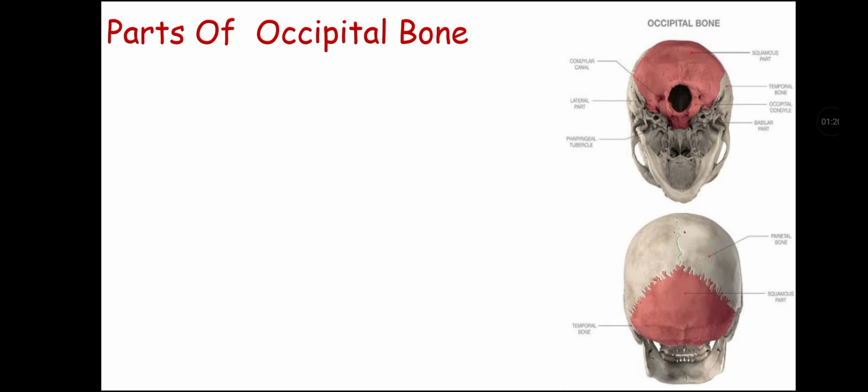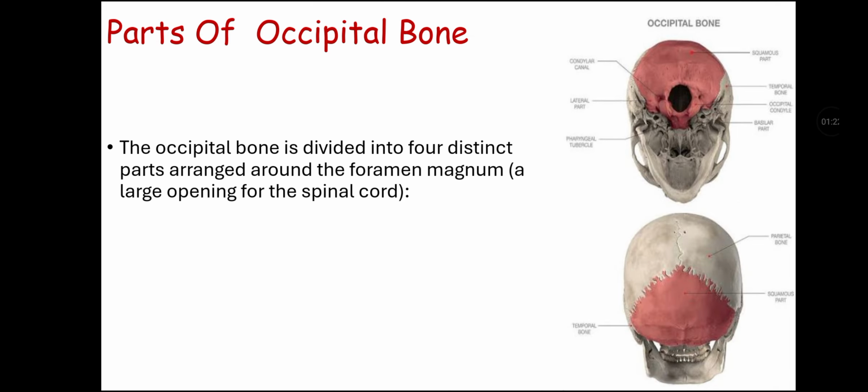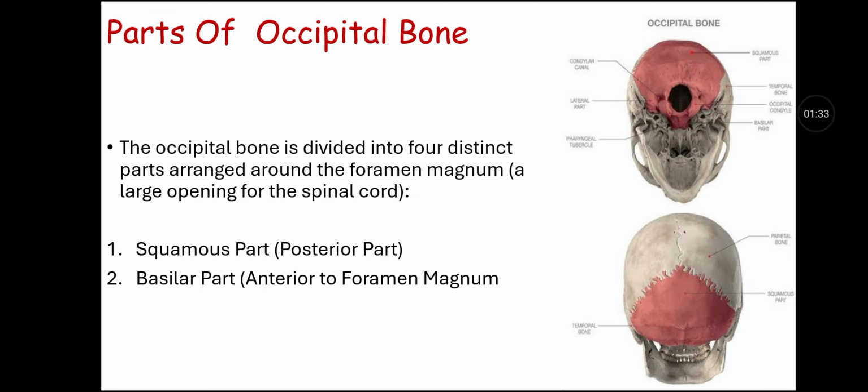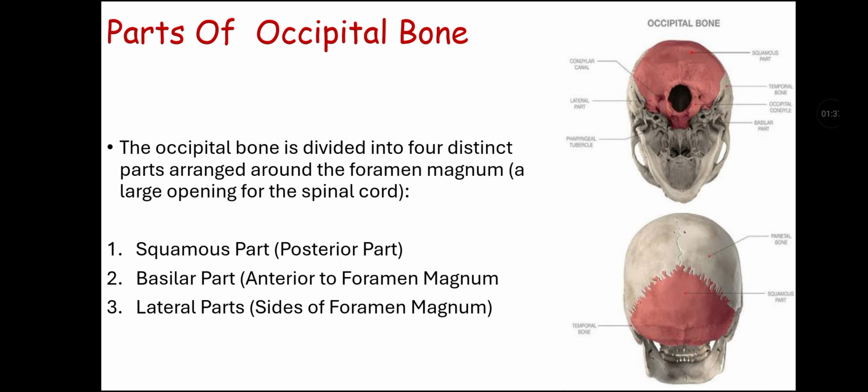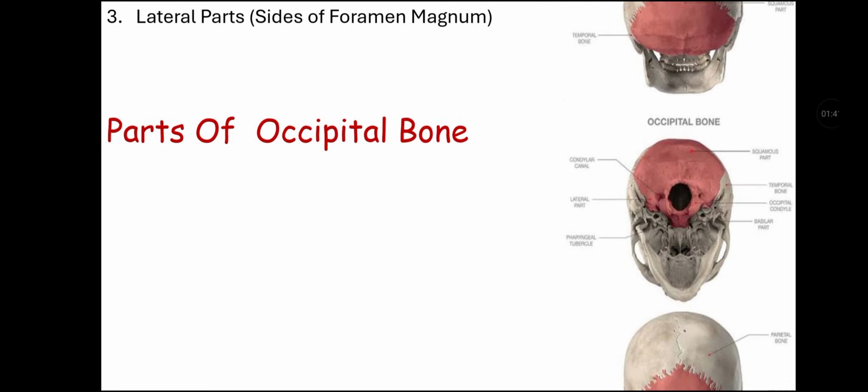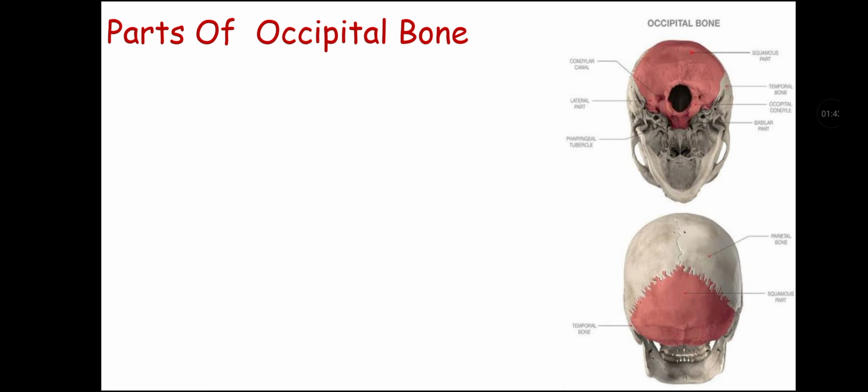Next, we will talk about parts of occipital bone. Occipital bone is divided into four distinct parts arranged around the foramen magnum, that is a large opening for the spinal cord. First part is squamous part or posterior part. Second part is basilar part, that is present anterior to foramen magnum. Third part is lateral part, that is present at the sides of foramen magnum. Now let's talk about these parts one by one.